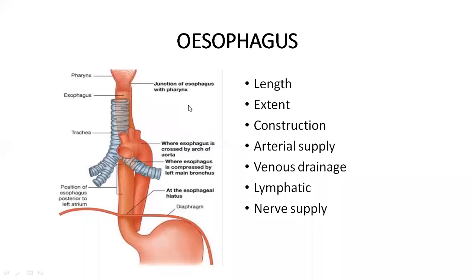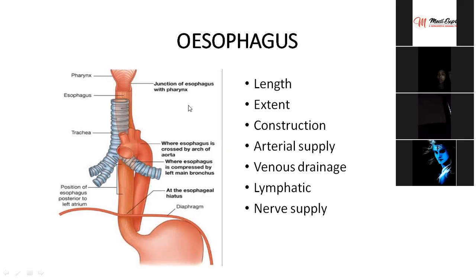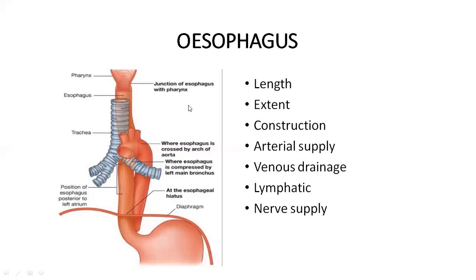Then the venous drainage is by the brachiocephalic vein. Remember: brachiocephalic vein, azygos vein, left gastric vein. So three arteries, three veins. And for lymph nodes, there are three groups: deep cervical nodes, posterior mediastinal nodes, and left gastric nodes.